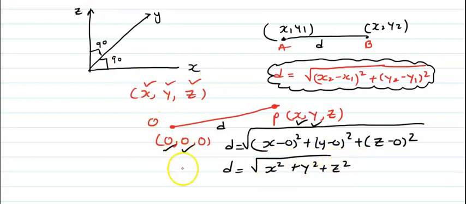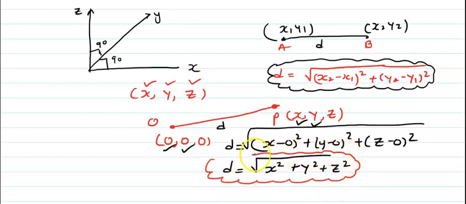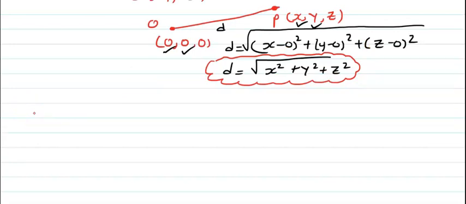So this gives the distance from the origin to the point (x, y, z). This is our first formula to find the distance from the origin to a given point whose coordinates are x, y and z. Let's see one example here.